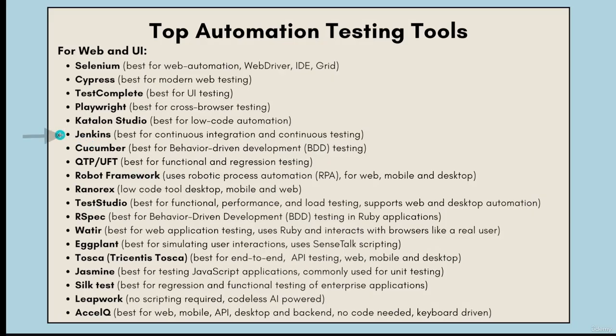Okay, next we have Jenkins. So Jenkins is best for continuous integration and continuous testing. It is an open source type.